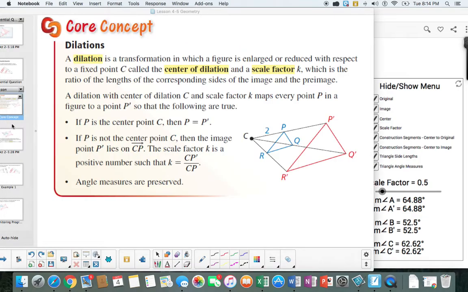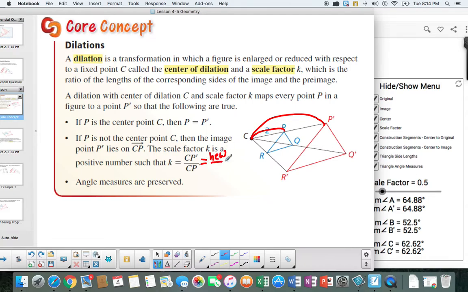Let's go back to the slide here and let's look at it more closely. So when we have the center of dilation, we have the new distance right here. This is the new distance divided by the old distance. Now this scale factor would also be the same for CQ prime to CQ and CR prime to CR.